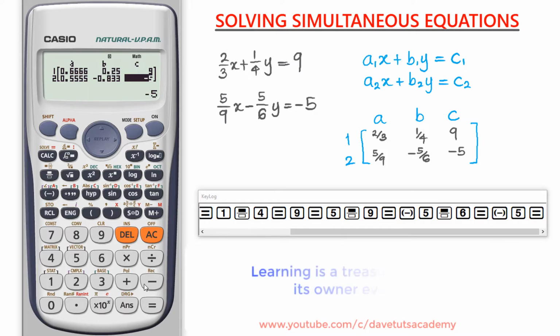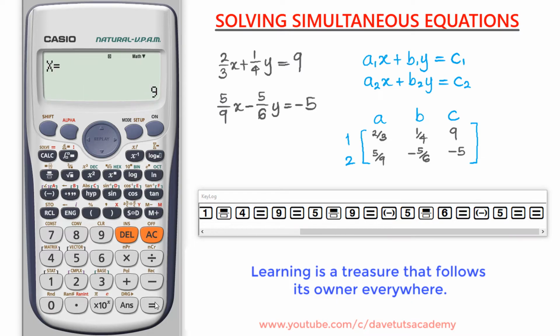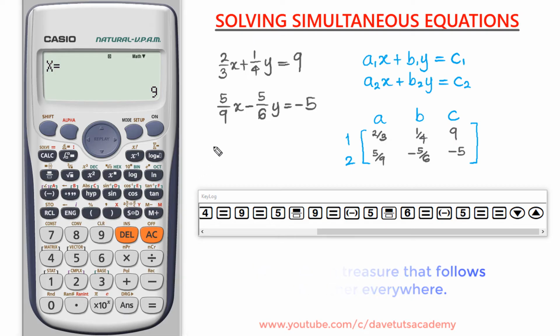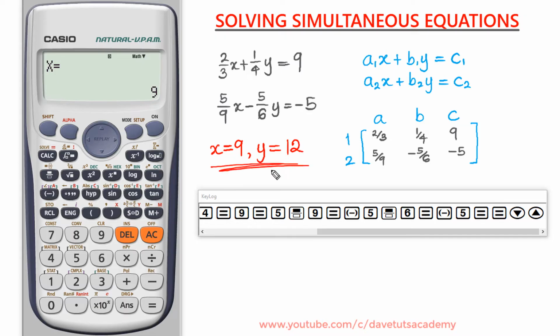Now, once you've confirmed that all the values are correct, you can press equal to. Here we're told that the value of x is 9 and the value of y is 12. Now, if you want to practice this, because the best way for you to actually master this is to practice, you can just follow the key log that I'm inputting, and the more you do this, the better you are going to get in using the calculator to solve for your simultaneous equations.